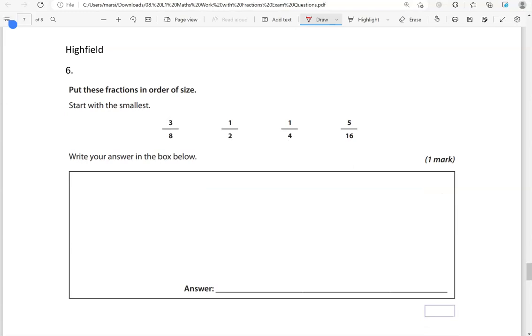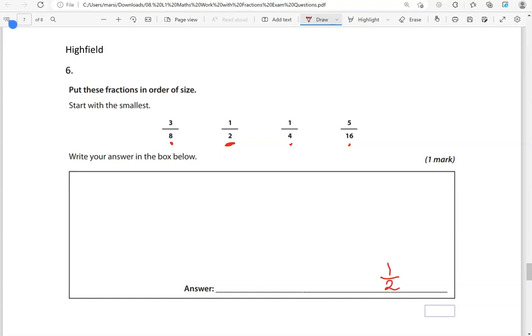Put these fractions in order of size. Start with the smallest. So we've got 3/8, a half, a quarter, 5/16. Write your answer in the box below. So if we make half our reference, 3/8 is less than a half, because 4/8 would be a half, and a quarter is less than a half. 5/16 would also be less than a half. So that tells us that half is the largest number, the largest fraction, which is also a number. So half will be the last one.